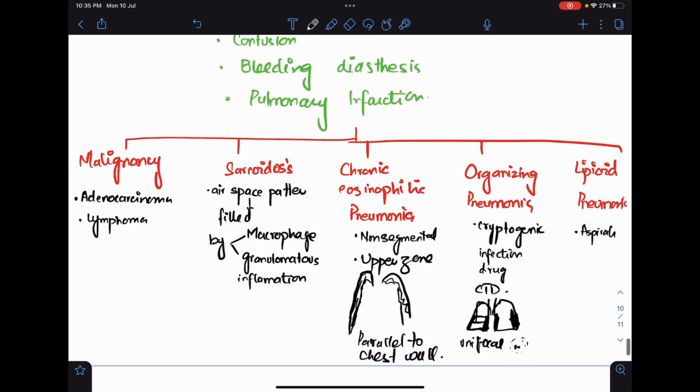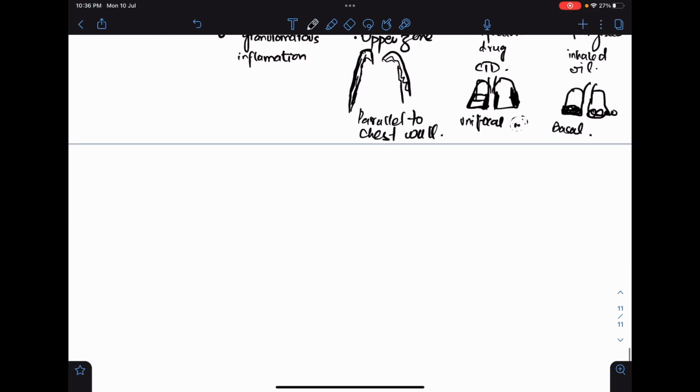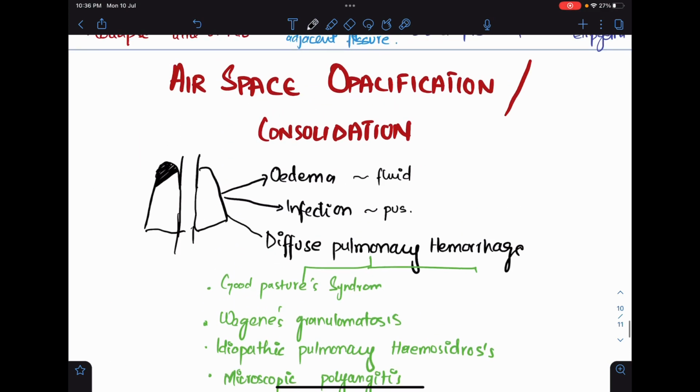Lipoid pneumonia involves aspiration of ingested or inhaled oil, a consolidation that tends to be basal and has attenuation that is close to fat. So it's similar to fat density.